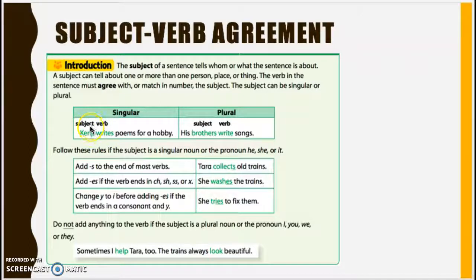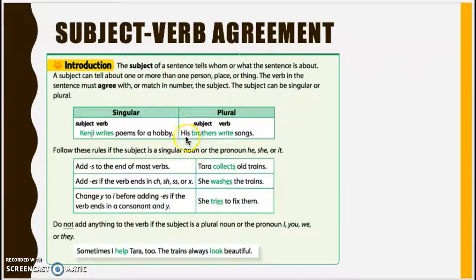So Kenji is your subject, and you'll notice how many Kenjis are there? There's only one. Since there's only one Kenji, we have to add an S to the end of the verb, which is what you see right here. Okay? So when your subject, there's one of them, then you add an S to the end of your verb. Okay? So let's try this sentence.